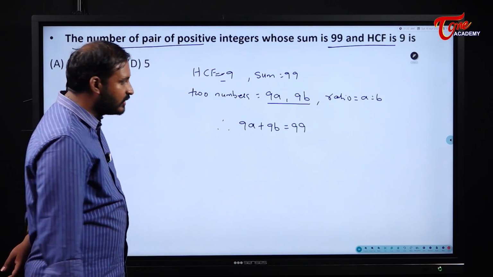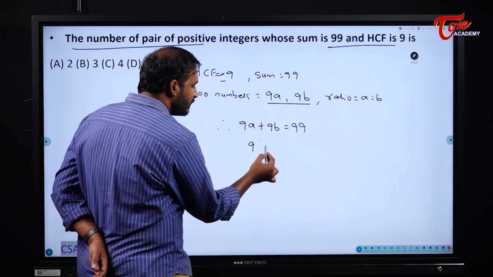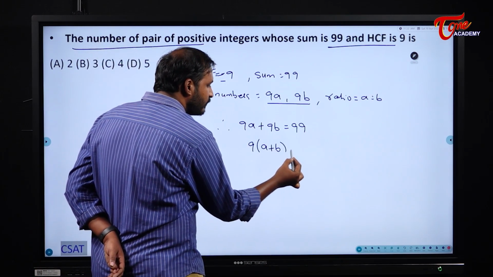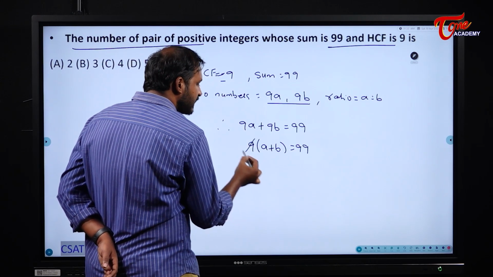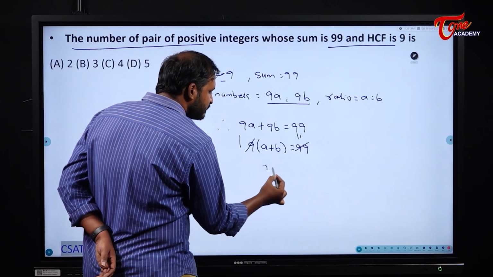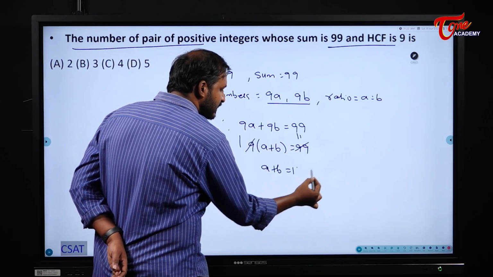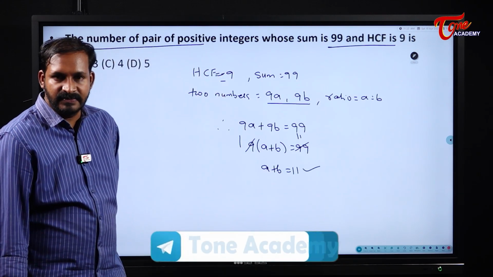9A plus 9B is equal to 99. If I take 9 common here, what does it become? A plus B is equal to 99 divided by 9, that is 9 ones, 9 11s. So what will the A plus B value become in this case? 11. Okay, good, superb. A plus B is 11.